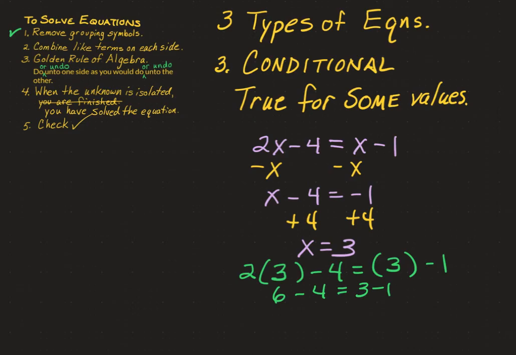And on the left, 6 minus 4 is 2. That is equal to 3 minus 1. That is 2. It checks. And please box your answer so that you and I both know when you're done. We have just solved a conditional equation. And not only is this only true for some values, this is only true for one value, the value x equals 3. All right, let's work some examples.